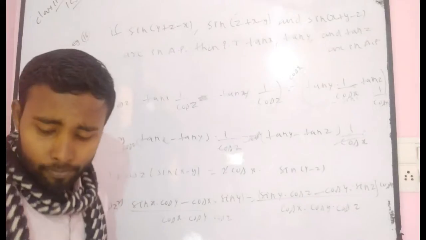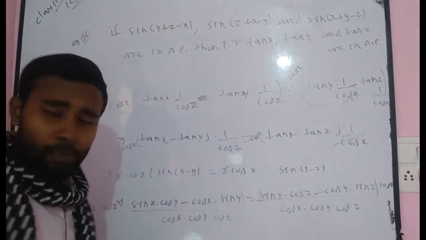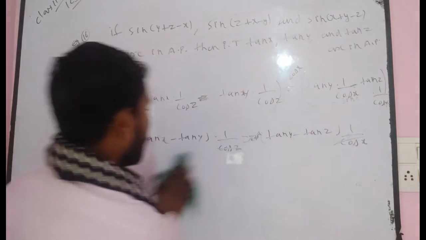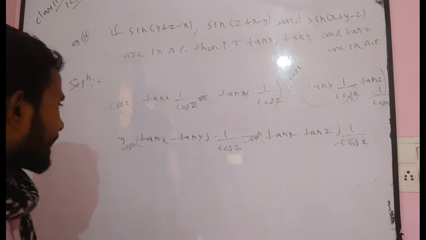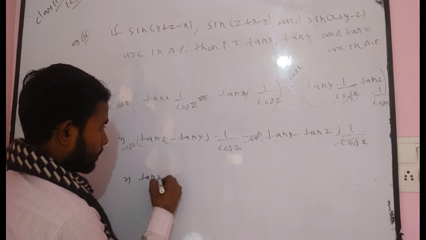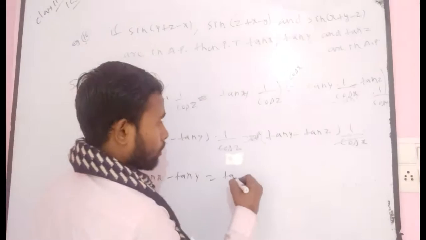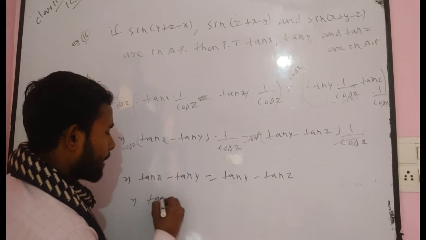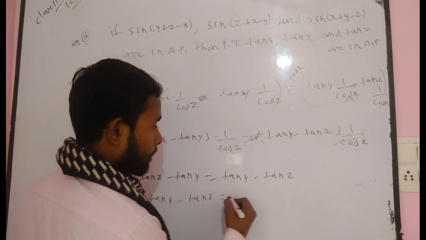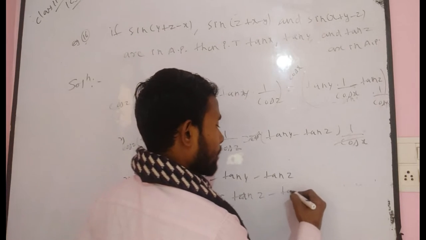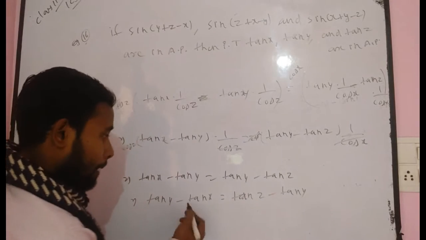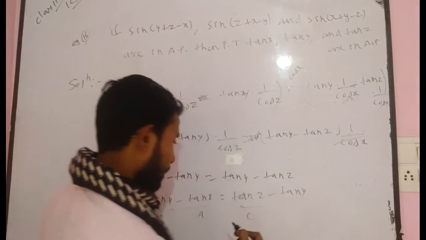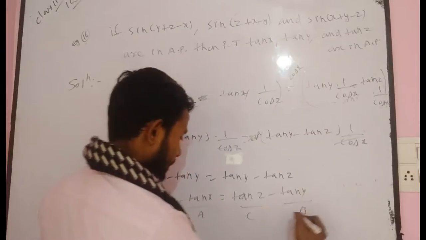Now you have to simply proceed after it. Cos z cancels and you get tan x minus tan y is equal to tan y minus tan z. After multiplying by negative sign on both sides, you get tan y minus tan x is equal to tan z minus tan y. In that case, suppose this term will be a and this term will be b and this term will be c, then definitely tan y will be again b.